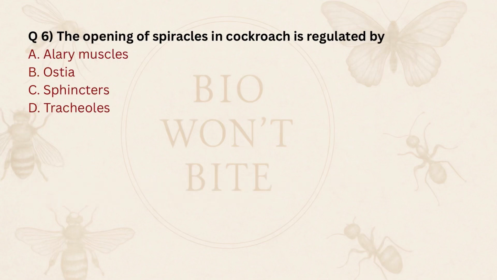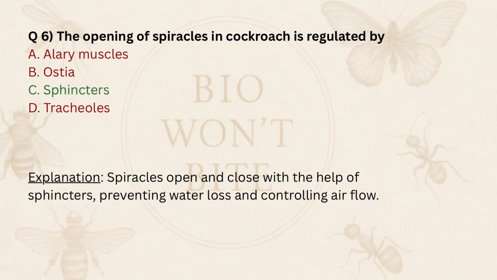Moving on to the 6th question. The opening of spiracles in cockroach is regulated by. The correct answer is option C, sphincters. Spiracles open and close with the help of sphincter muscles. This mechanism controls airflow and also prevents water loss from the cockroach's body.